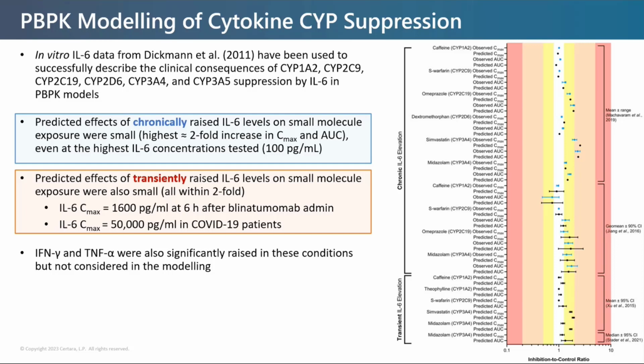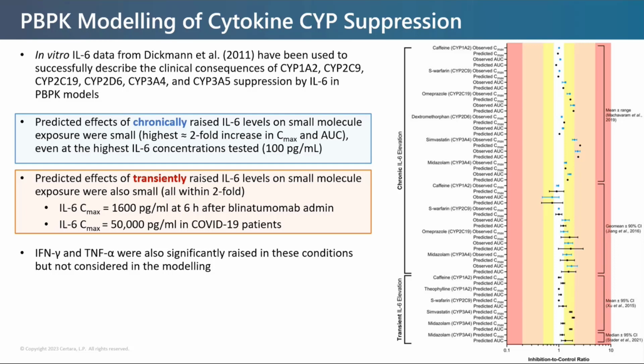The black and blue bars represent predicted and observed data, and the white, yellow, pink, and red areas represent insignificant, weak, moderate, and strong interactions, respectively. A few models are designed to capture the therapeutic protein drug interactions in patients who have chronically raised IL-6 levels, even at the highest IL-6 concentration tested, 100 picogram per ml. Moderate drug-drug interactions were predicted only with CYP3A4 substrates.